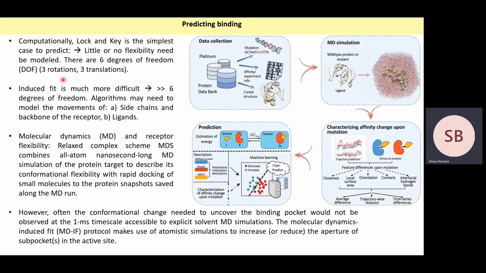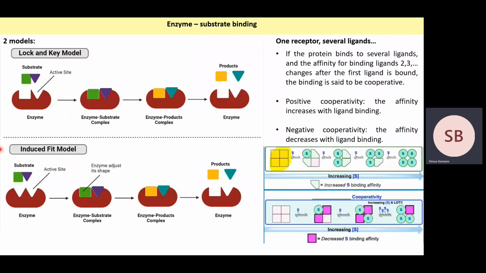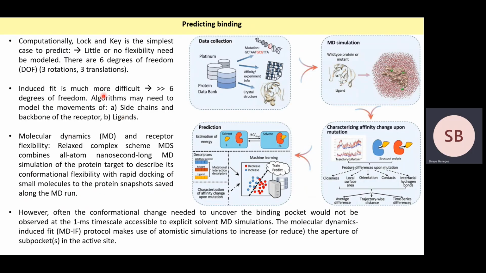3 translation. The induced fit is much more difficult to model because there are much greater than 6 degrees of freedom. Because in induced fit, as we studied, the enzyme can change its shape and structure. So algorithms need to model the movement of side chain, backbone, and ligands in induced fit. So it is slightly more difficult. Then there is molecular dynamics and receptor flexibility.